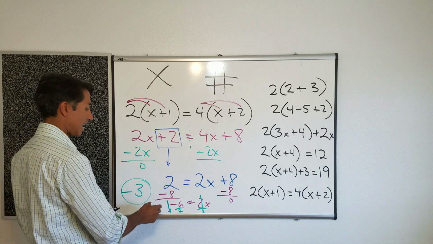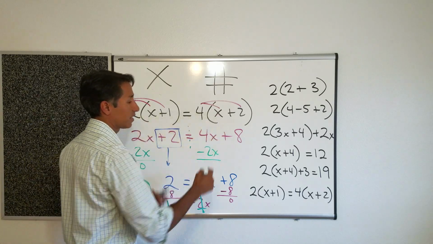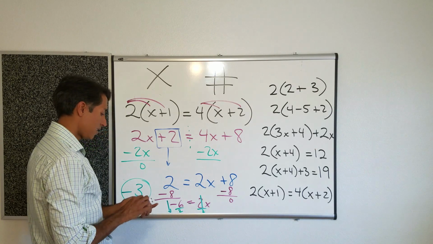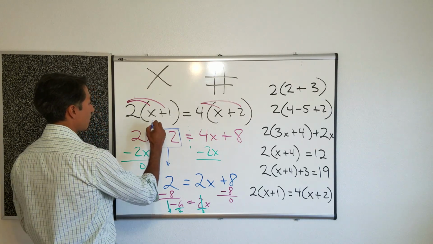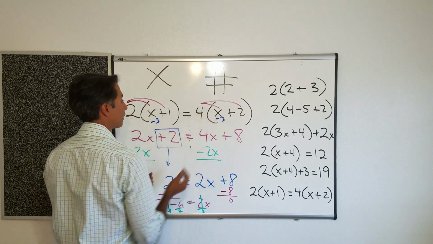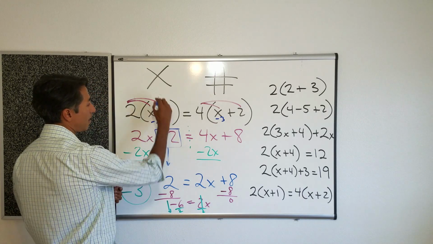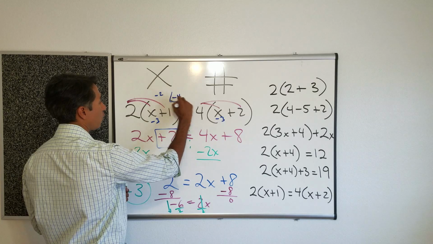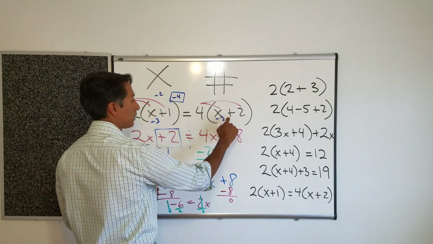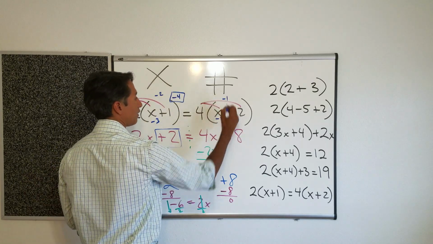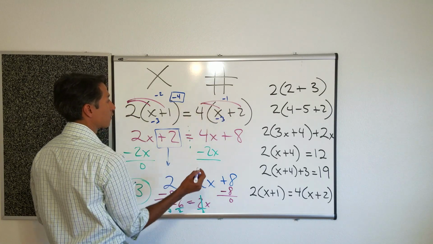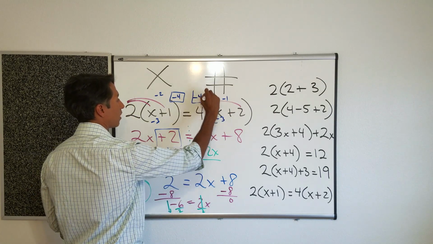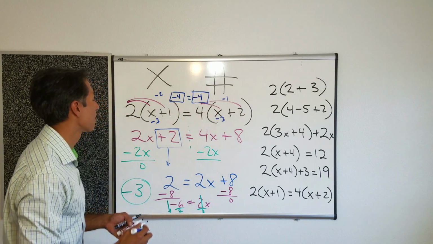If I put in my negative 3 here and here because I want to check my work, then it should work out. Negative 3, negative 3. Negative 3 plus 1 is negative 2. Negative 2 times 2 is negative 4. Negative 3 plus 2 is negative 1. Negative 1 times 4 is negative 4. Ta-da! They match. Awesome. Okay.